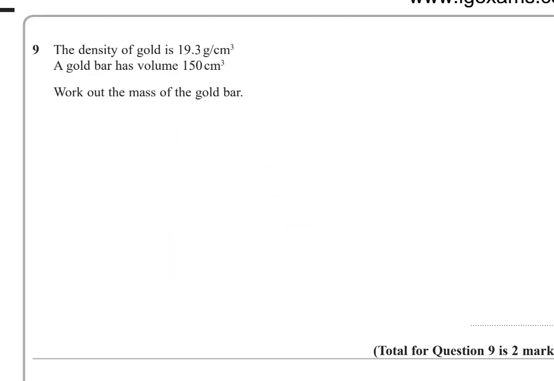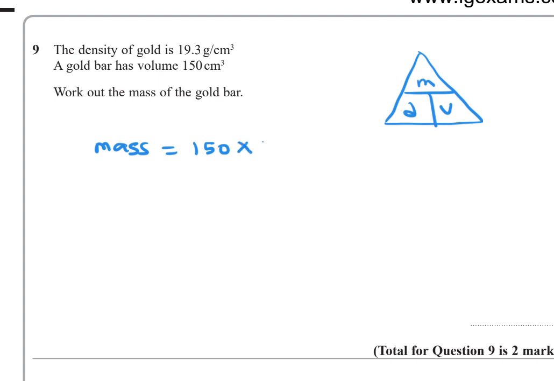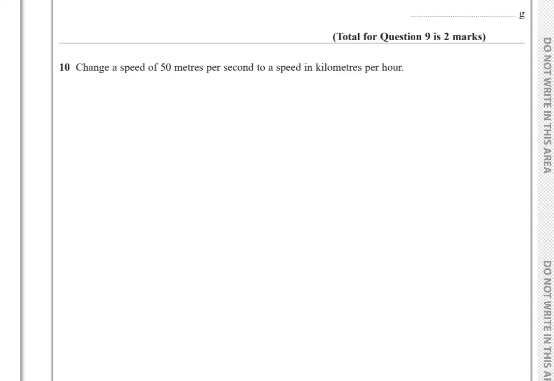Number 9. The density of gold is 19.3 grams per centimeter cubed. A gold bar has volume 150. Work out the mass of the gold bar. We know that the mass equals density times the volume. So mass equals 150 times 19.3 equals 2895 grams.